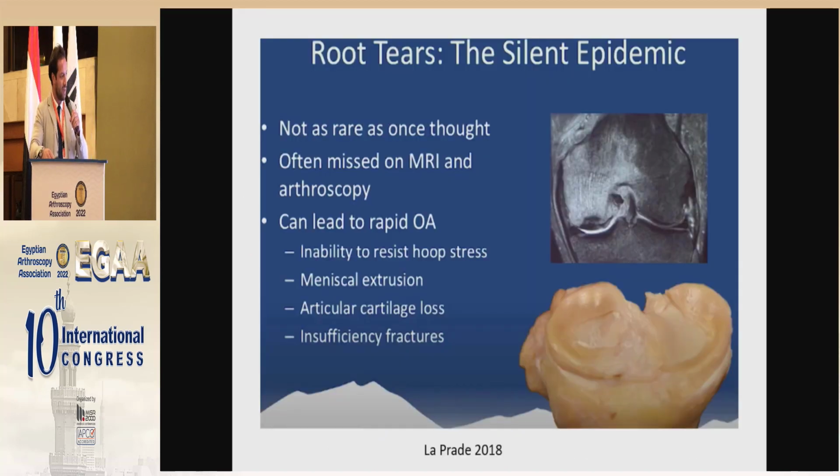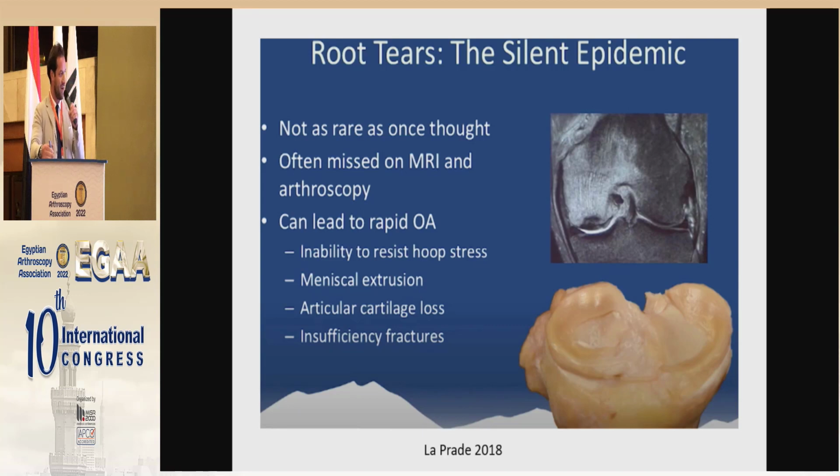I'm falling in love with this slide by LaPrade. I photographed it 4 years ago in Vail, in the USA, because for me it's more simple, but more direct. For Professor LaPrade, root tear is a silent epidemic, not as rare as once thought, often missed on MRI before the surgery and missed during arthroscopy.